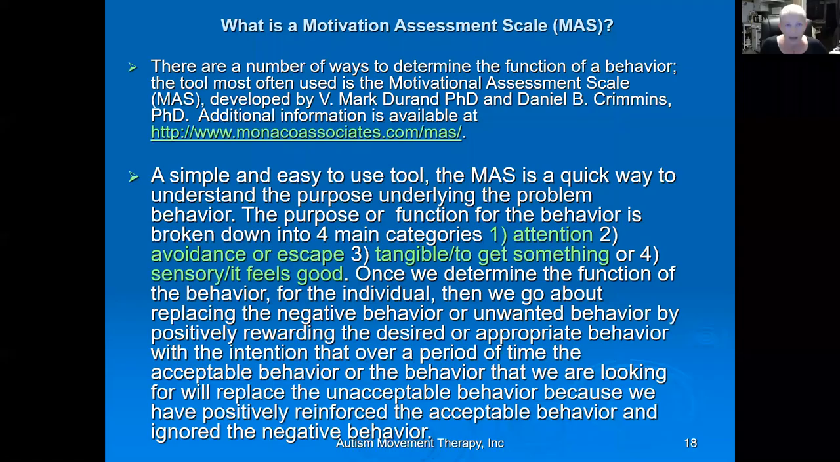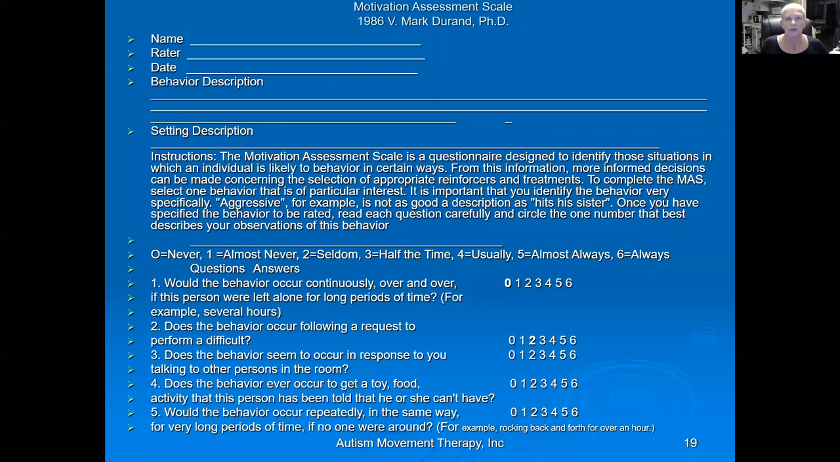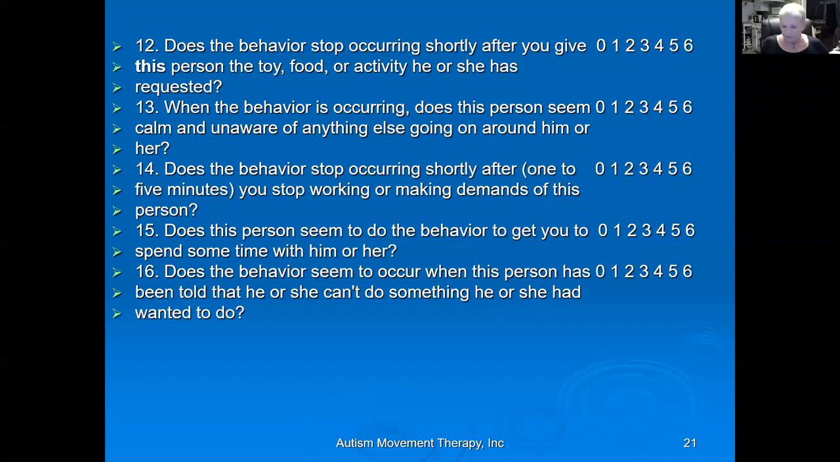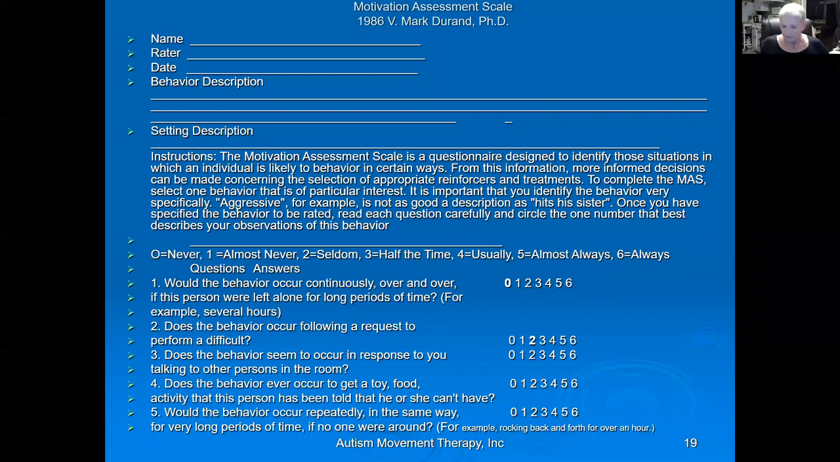Okay. All right. So let's do this. We can save. All right. I do want to tell you about this, but I also want to take some Q&As. All right. This is in your packet. It's called a motivational assessment scale, or a MAS. We use it to determine, again, the function of behavior.